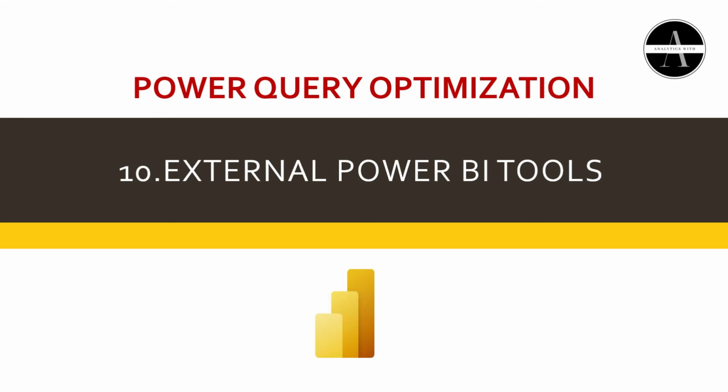Point number 10 in Power Query optimization is external Power BI tools. Take advantage of these external tools like Tabular Editor, VertiPaq Analyzer and DAX Studio. These tools can help you to maintain and optimize your models, and they integrate seamlessly with the Power BI desktop.